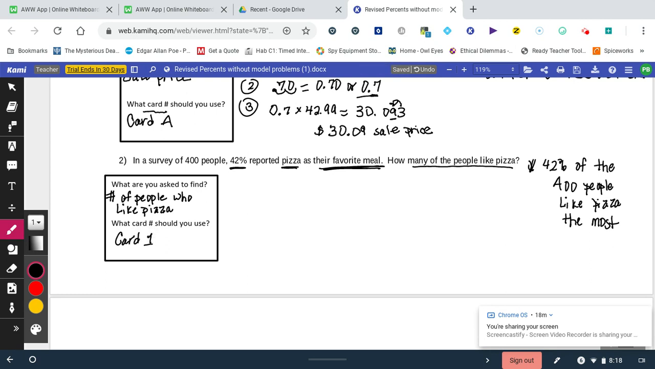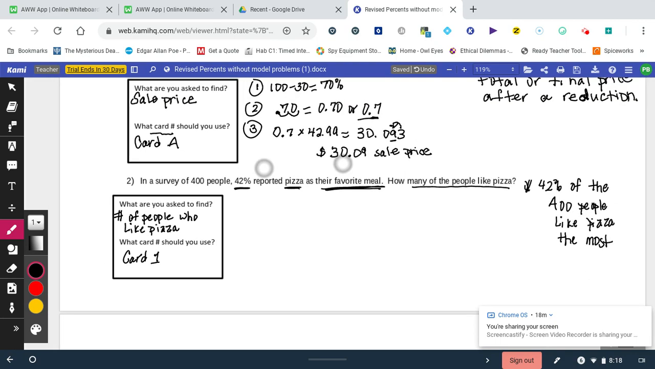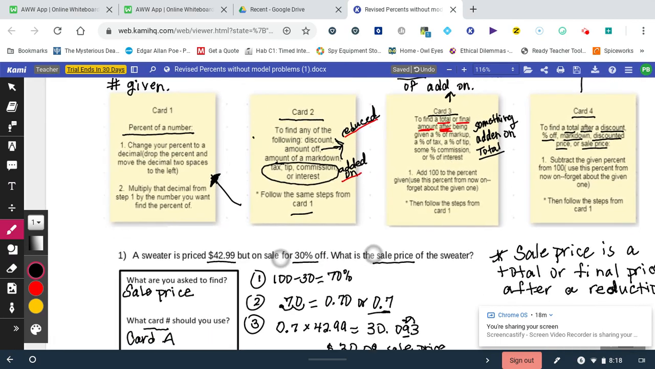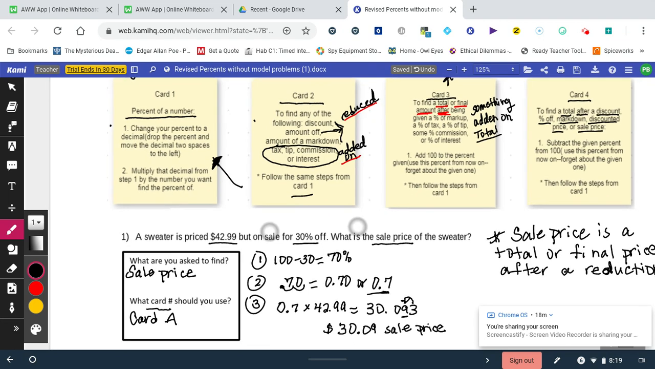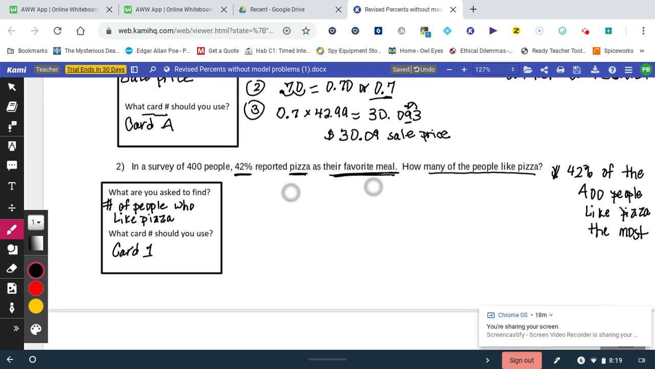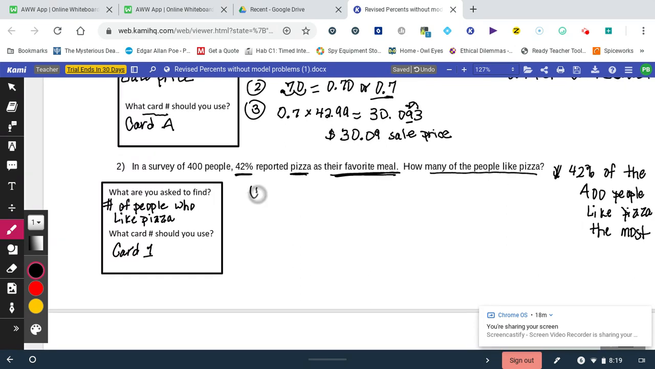All right, so just looking for 42% of 400. So card 1 tells us to do what? Again, it says change a percent to a decimal and then multiply that decimal from step 1 by the number you want to find the percent of. Okay, so I'm going to change 42% to a decimal. So that means I'm going to drop the percent and move the decimal 2 places to the left. If you don't see a decimal, it's at the end. So then you move it from the end. So this ends up being basically 42 hundredths.